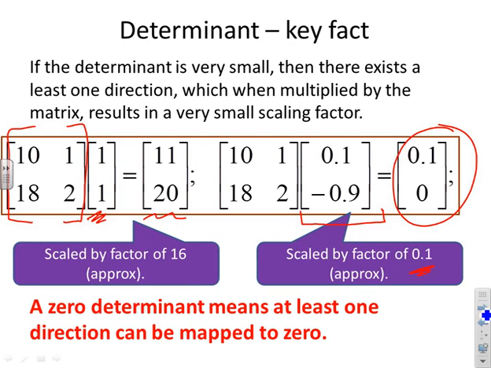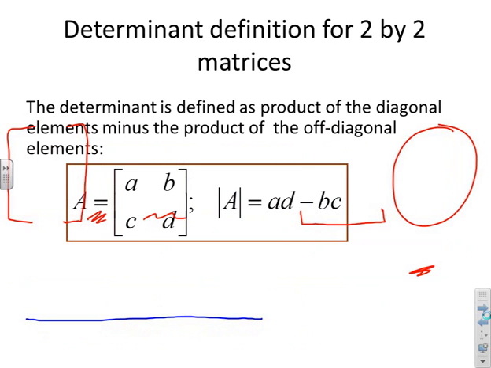And an interesting observation is that if a matrix has a 0 determinant, then it means at least one direction can be mapped to 0. So that's one insight you can get from a determinant, that if a determinant has a small value, then that means there exists at least one direction which will be scaled by a very small number.